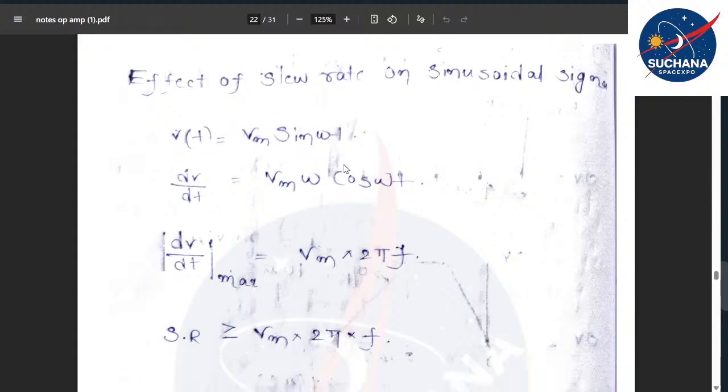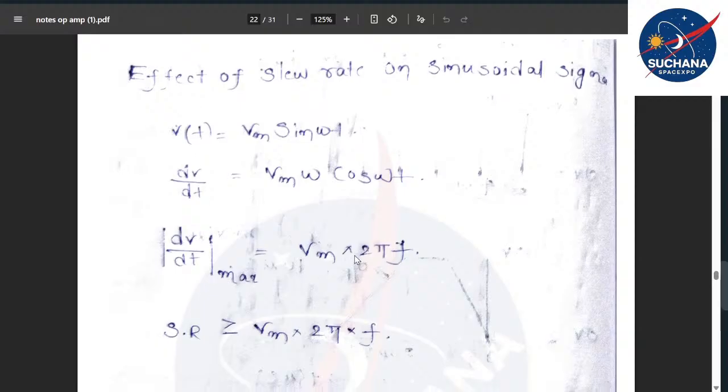Now for cos omega t, what is the maximum value of cos? The maximum value of cos is 1, right? For sin it is -1 to 1. For cos the maximum value is 1. So I'm taking the maximum condition. I replace omega with 2 pi into f, where f is the frequency, and cos omega t I replace with 1. And dV by dt max is equal to Vm into 2 pi f.